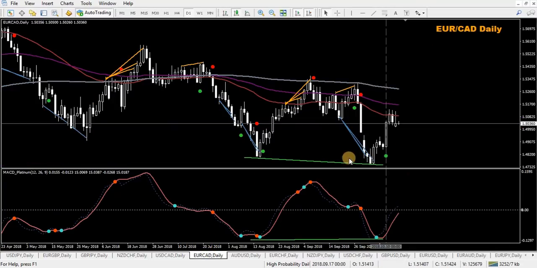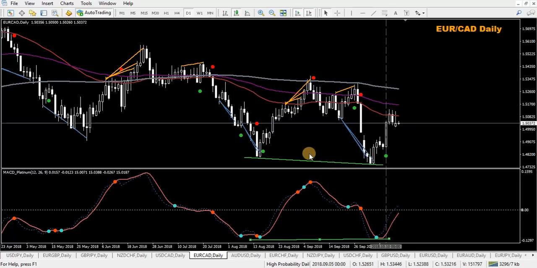Euro CAD, no trade. There was a buy signal here, too close to the moving averages for my liking, so I didn't take it. See prices heading down. I'm not going to trade that close into the moving averages unless there's a spectacular looking setup somewhere down here. But you can see I drew the lines. The green trend lines normally mean looking for something bullish. Red trend lines mean I'm looking for something bearish.